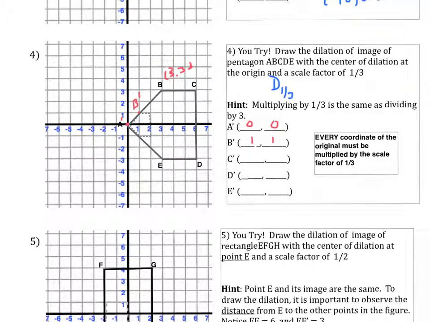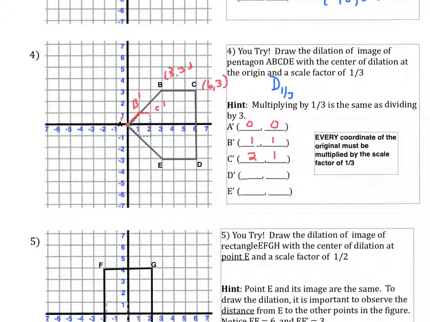For the point C, I see that it is at the point 6, 3. See if I can write that a little bit neater. And so if I want to go 1/3 the distance from the origin to that point, I have to multiply each of those by 1/3, or again divide them by 3. 6 divided by 3 is 2. 3 divided by 3 is 1, so C prime is at this point 2, 1. There's my pentagon so far.